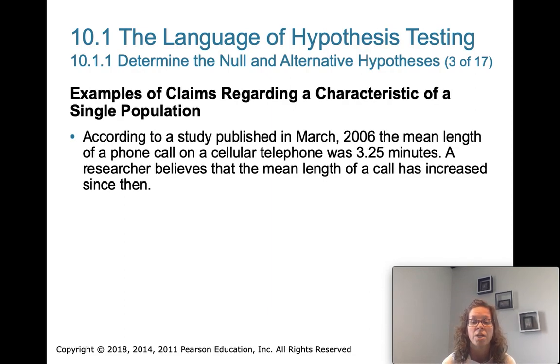According to a study published in March 2006, the mean length of a phone call on a cellular telephone was 3.25 minutes. A researcher believes that the mean length of a call has increased since then. That's a claim. That's a hypothesis that the researcher is making, and then we'll need to follow that up with data to determine if their hypothesis is correct.